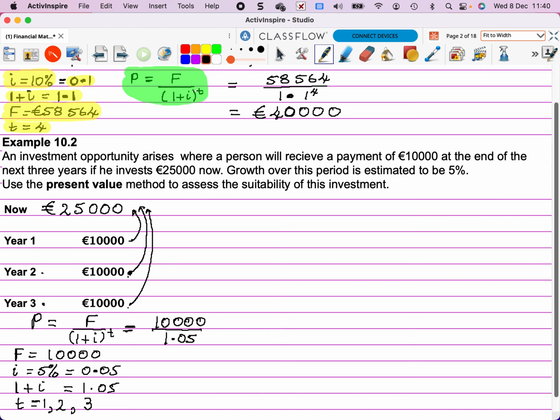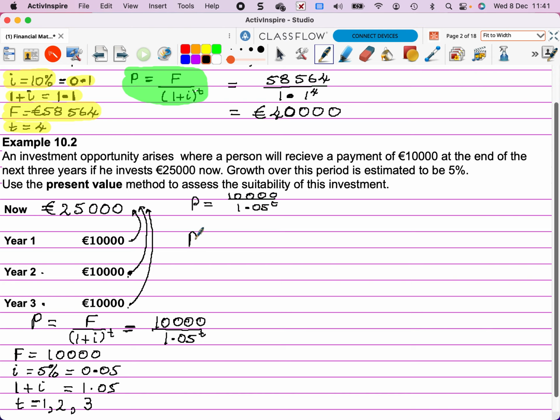Is the T fixed? No, it varies. It has 3 values. So therefore, it's going to be just to the power of T. So I've now got my present value formula. Writing it up here is 10,000 over 1.05 to the power of T.